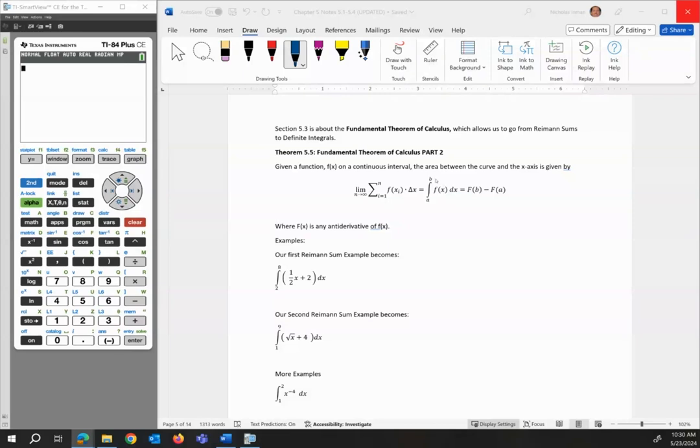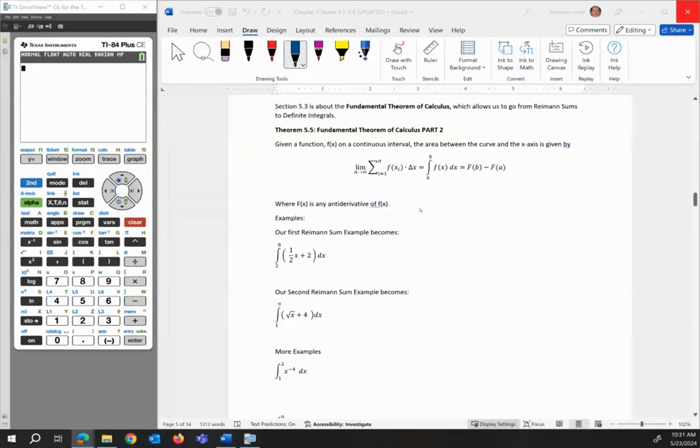And then you just plug in your two bounds. You plug in b, and then you plug in a, the right bound and the left bound, and then you subtract those two answers. It's incredibly easy. So let's do this. Doing it is honestly just the way to go.